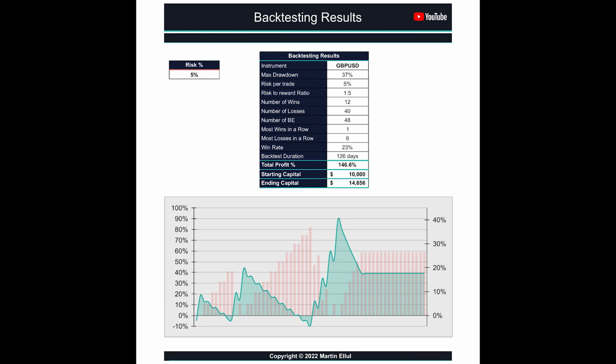So the total profit is still positive. We are at 146.6%, which means if you had started with $10,000, you would have ended up with $14,656. So we are still in the green. However, the drawdown and the volatility are pretty high compared to the profits.